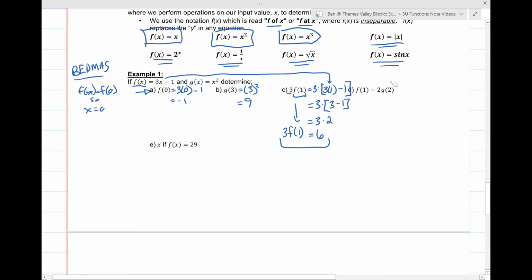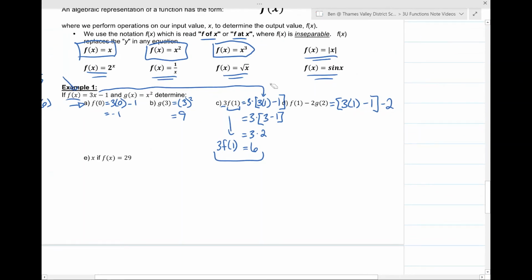And lastly, we were asked to find f at 1 minus 2 times g at 2. So that means we need to evaluate two things, f at 1 and g at 2, if we're going to be successful. Let's try it out. F at 1, I know how to do that by now. That's 3 times 1 minus 1, and again, I got that from the beginning here, minus 2 times g at 2. And again, I'm going to get this from the beginning here, g at x, except I'm going to replace that x by a 2. So g at 2 would be 2 squared.